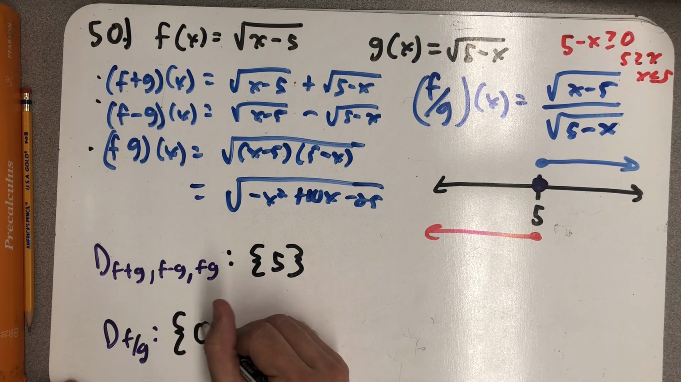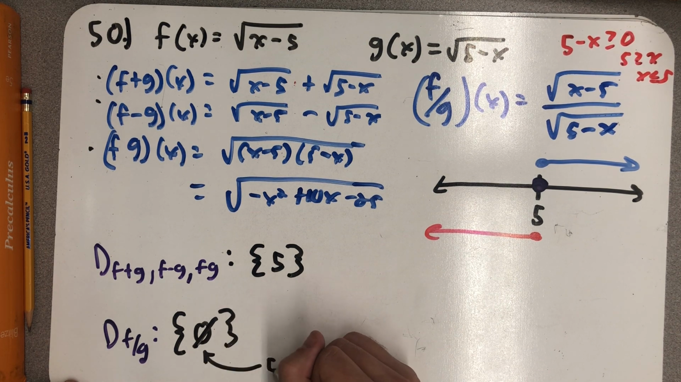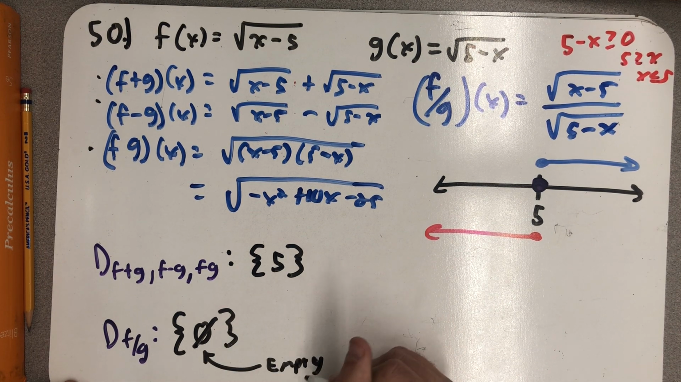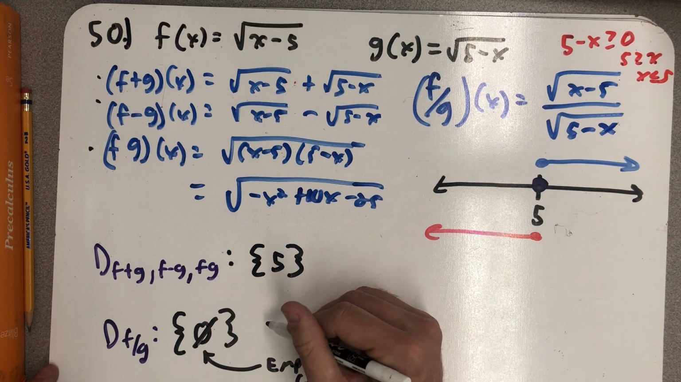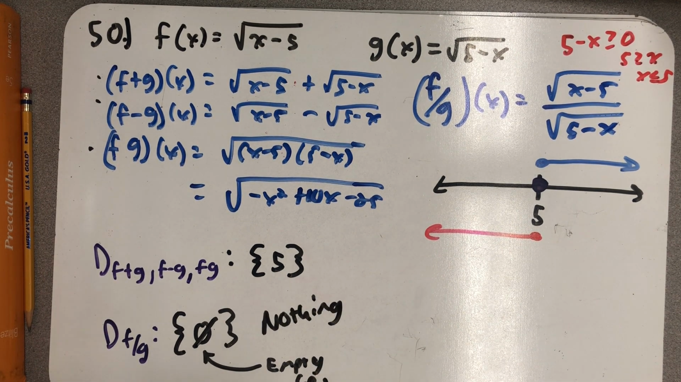We write a symbol for that looks like this. That's not the number 0, that's a symbol for the empty set. I would also accept just you writing the word nothing. There's literally nothing in the domain of f over g. This is not a function. I'm not allowed to plug anything in.